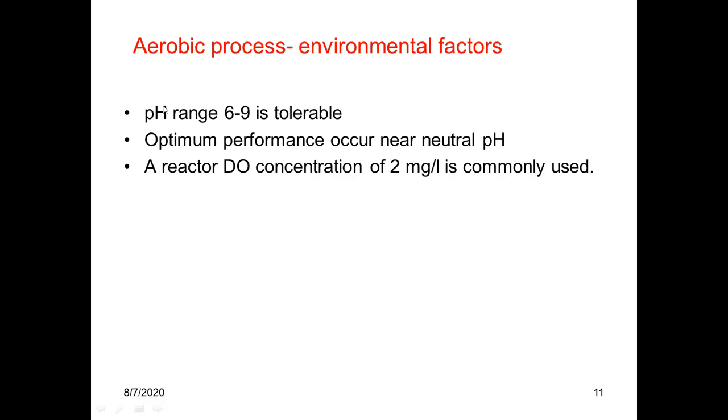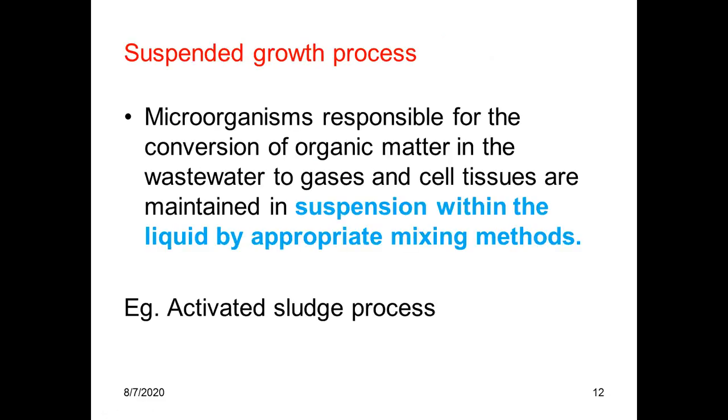For aerobic biological processes, the pH should be between 6 to 9. Optimum performance occurs near neutral pH. A reactor dissolved oxygen concentration of 2 milligram per liter is commonly used. That means the aeration tank should have a DO level of 2 milligram per liter.